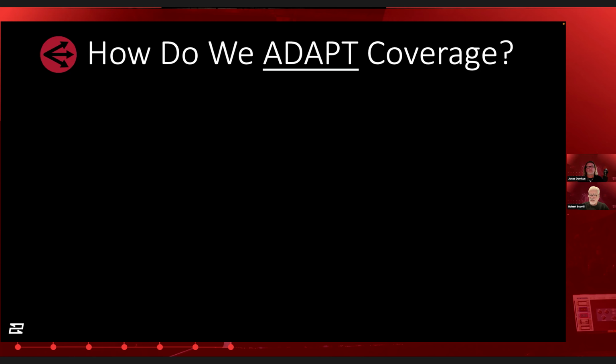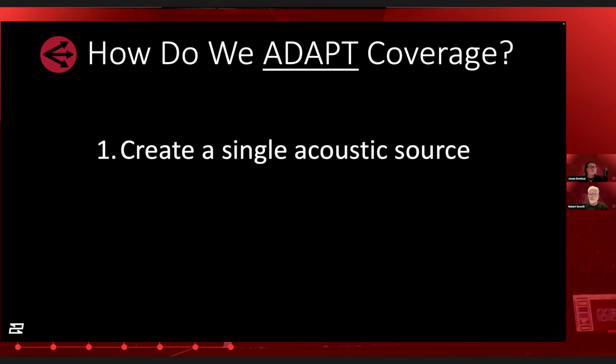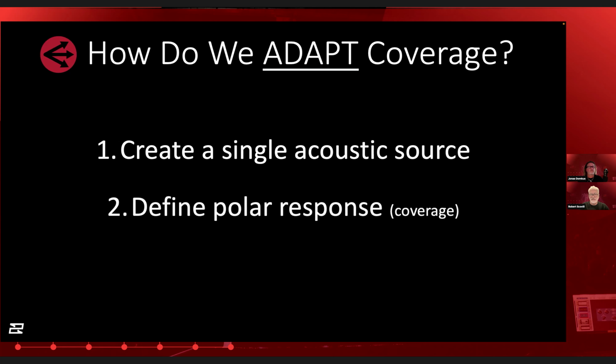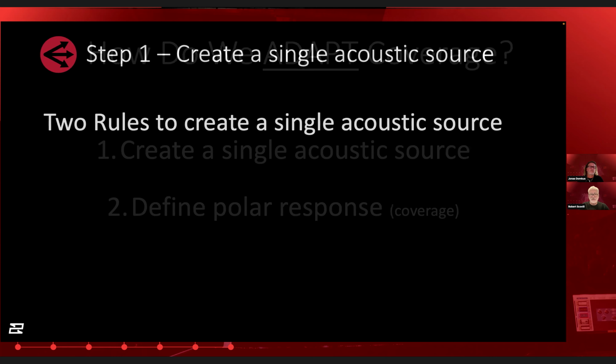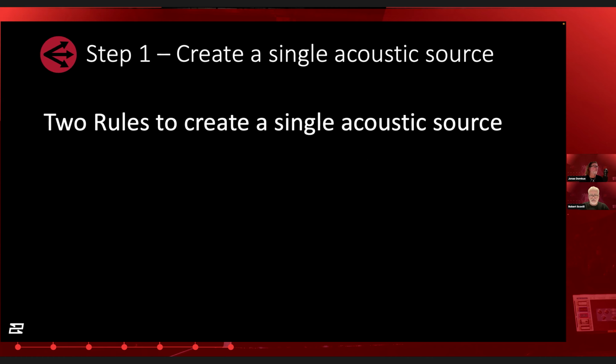And to adapt, it means you have to start as a single acoustic source, right? If you're going to do that, you have to have the entire frequency range covered in a single acoustic source. The second part of it, of course, is you have to define a polar response. You have to take your array and say, this is what I want the polar response to be in order to facilitate this coverage, right? Now, there are a couple of ways that you have to do this in order to adapt. First is create a single acoustic source, as I mentioned, right?